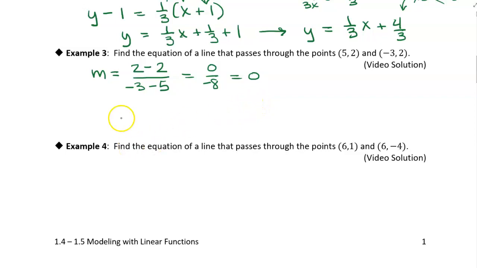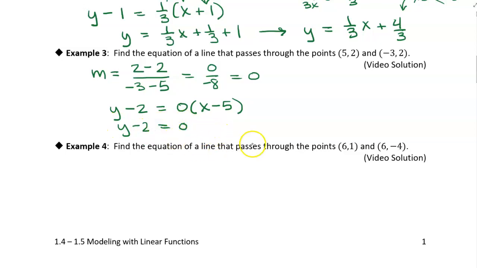Now when the slope's 0, we can still use the point slope formula. We can just put in m equals 0, right? So we would get y minus 2, that's the y value no matter what point we choose, is equal to 0 times the quantity x minus 5. We'll just use the first point. Now 0 times this whole thing in parentheses is still 0. So this is just y minus 2 equals 0, right? I'll go ahead and just write that. y minus 2 equals 0.